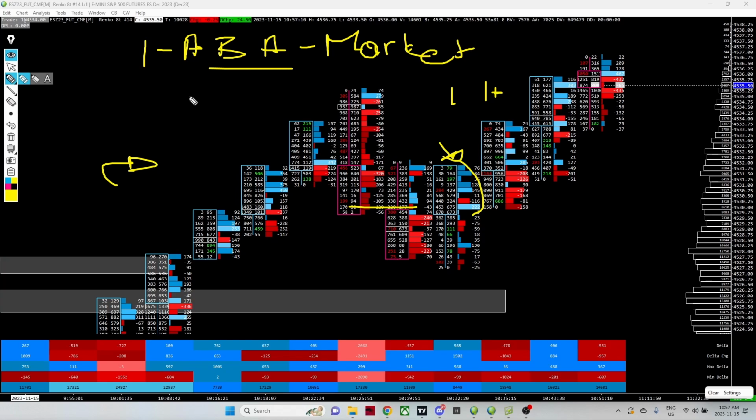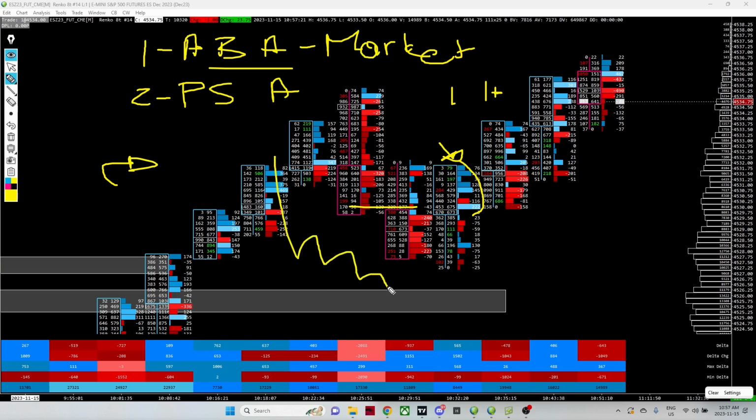So there's going to be a passive seller. So number 2 is passive seller. And that passive seller is going to have a limit order on the ask. So imagine price is going down and you want to sell right here and you put an order out at 45.29.